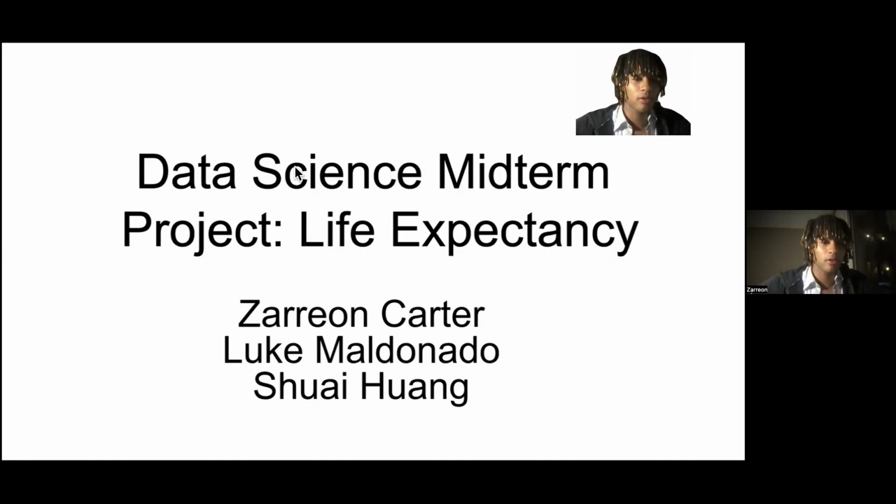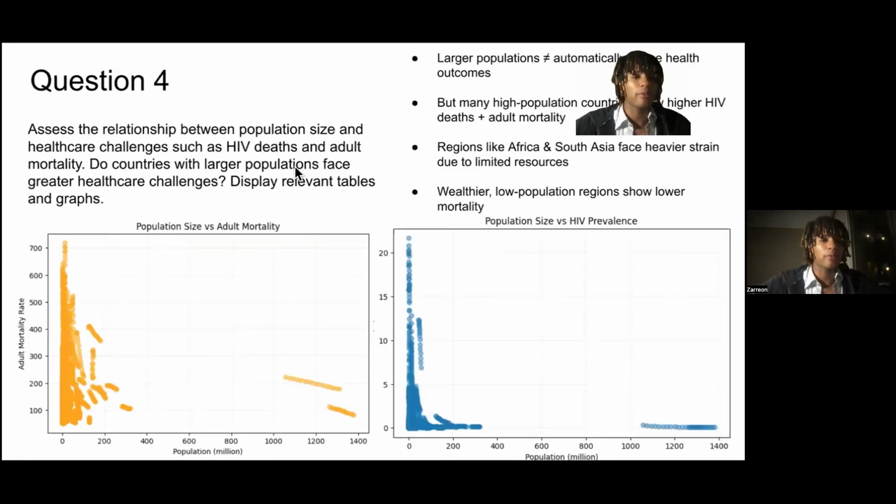For question four, I looked at whether bigger populations deal with more severe healthcare issues like HIV deaths and adult mortality. First, I filtered the data set to only the columns needed, population, HIV deaths, and adult mortality, and grouped the numbers by region so the patterns would be easier to see.